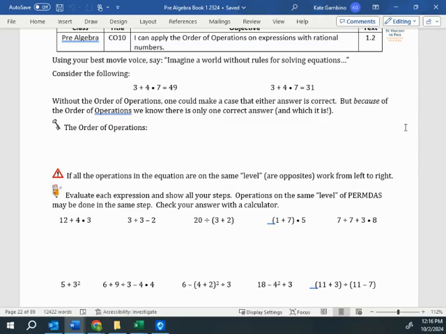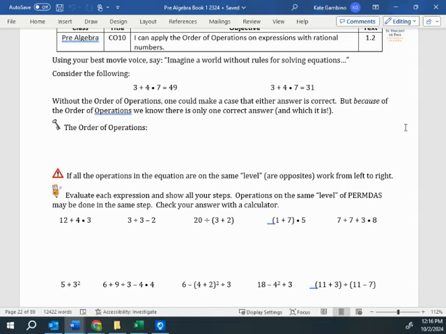So, using your best movie voice, I don't have a good movie voice, imagine a world without rules for solving equations. If we didn't have rules to solve those equations, would we all come up with the same answers? No, because we would use our own rules and we'd get different answers.